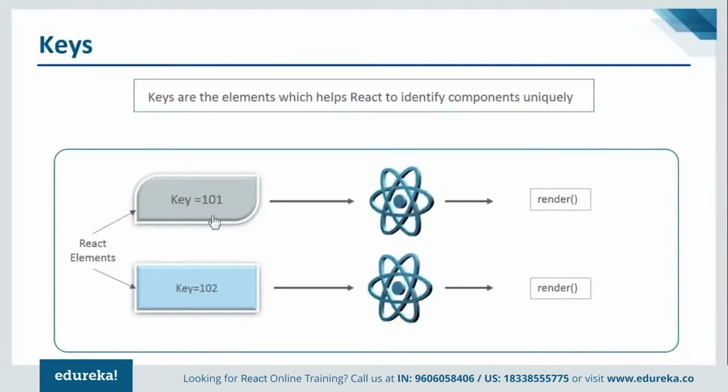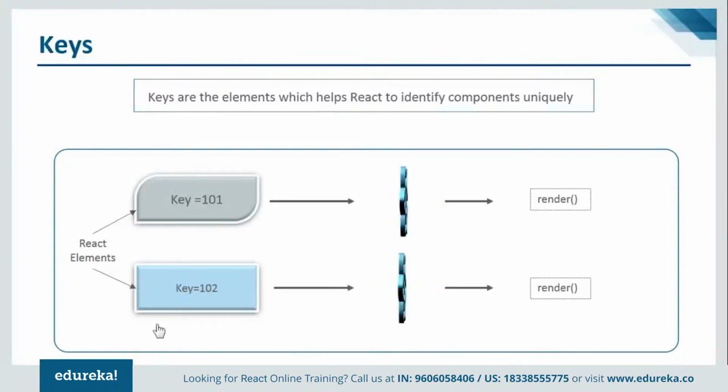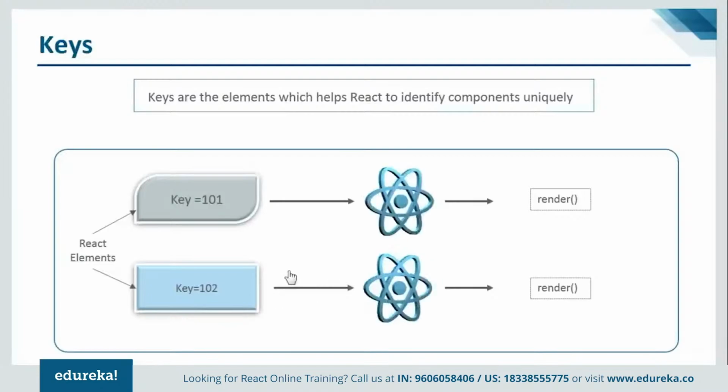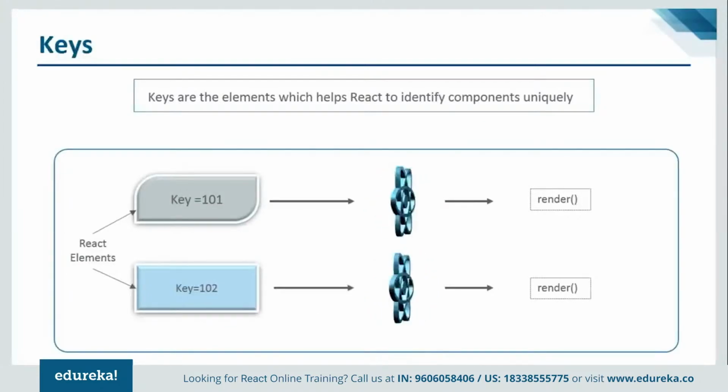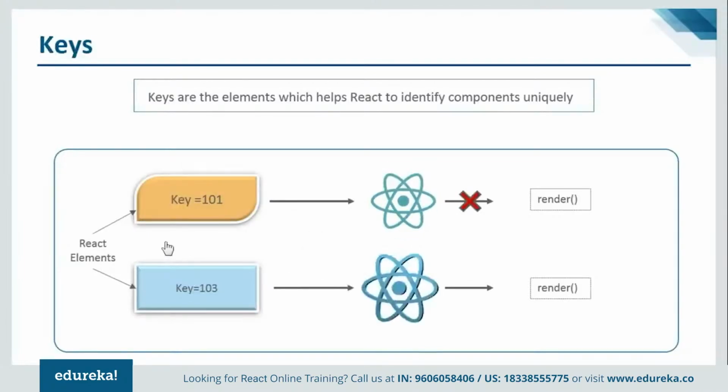One with key 101 and one with key 102. Now these are rendered for the first time, so React will render them without any problem. But next time when we try to render them, the component 1's key value is the same, whereas component 2's key value has changed. So now React will render only the second component, not the first one, as the first component's key is the same.